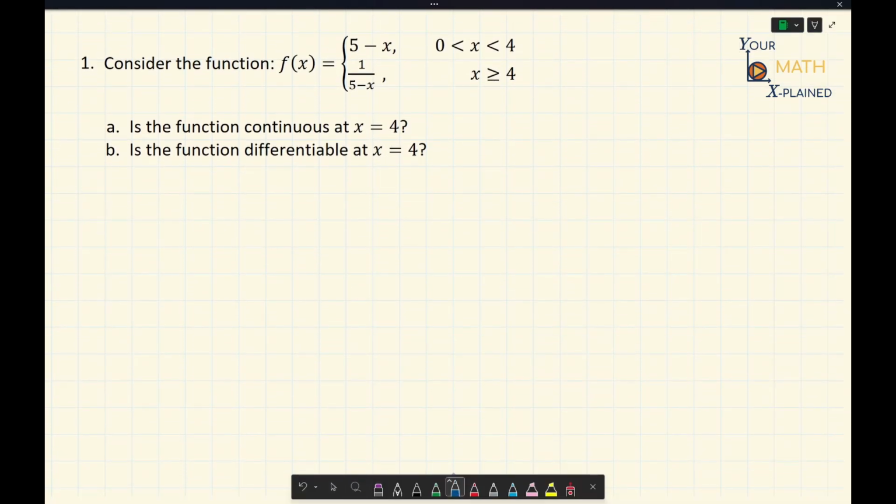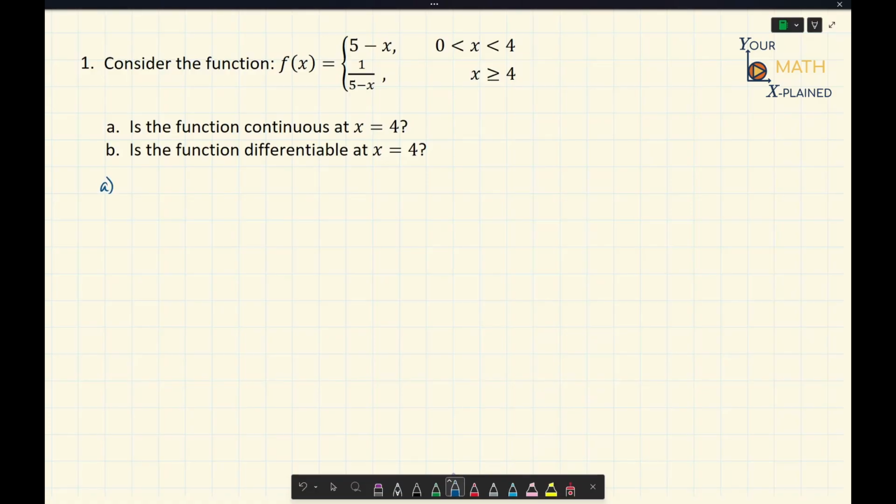And now let's take a look at an algebraic example. Here we have a piecewise function. So the first part is asking if the function is continuous at x equals 4. So recall the definition of continuity. Firstly, the function has to be defined at that point. Next, the limit has to exist. And finally, the limit has to equal the value of the function at that point.